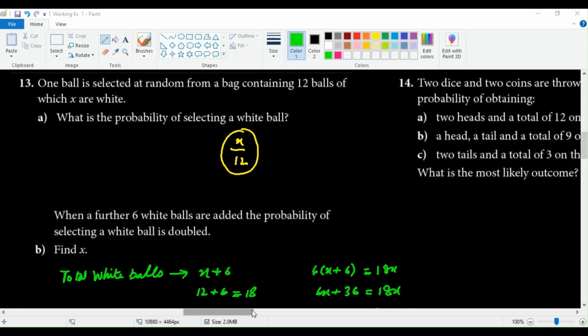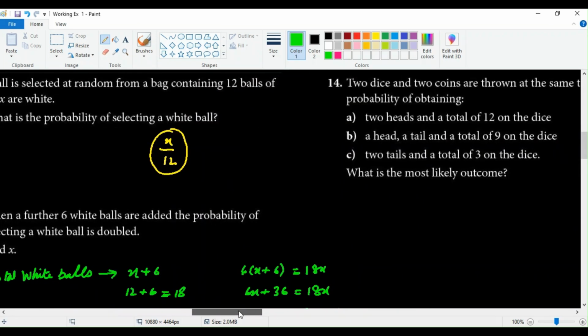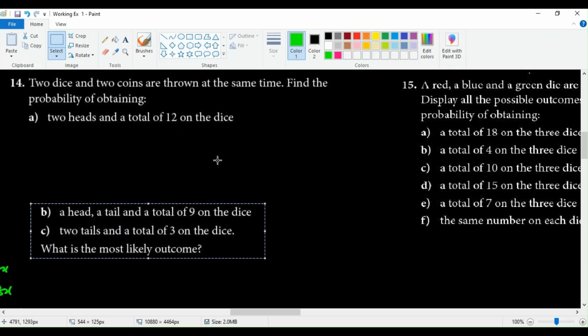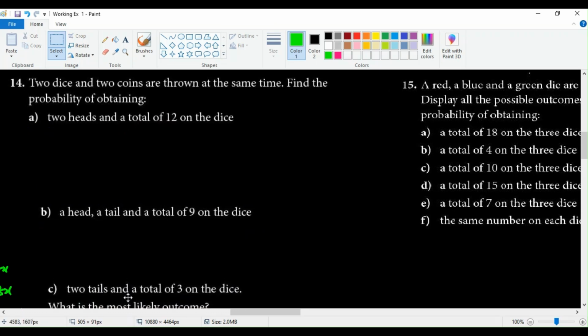In question number 14, it says that two dice and two coins are thrown at the same time. Find the probability of getting two heads and a total of 12 on the dice. Let's see. In this part of the question, it says to find two heads and the total of 12 on the dice. So, first of all, we go for outcomes. For the coins, we have four outcomes.